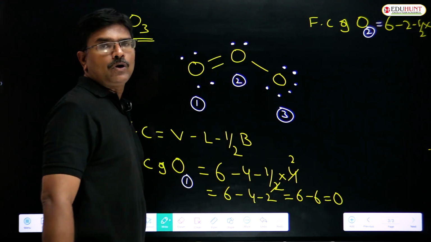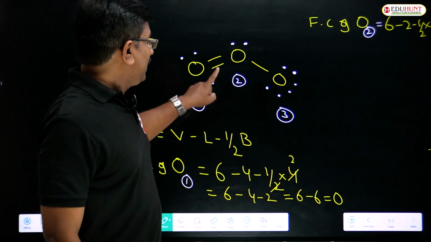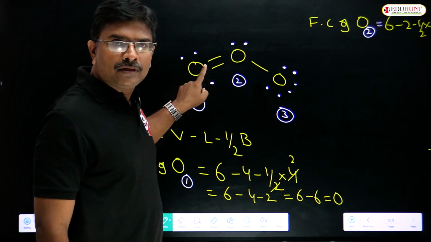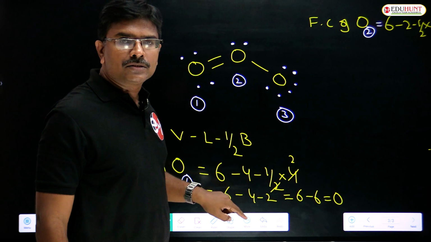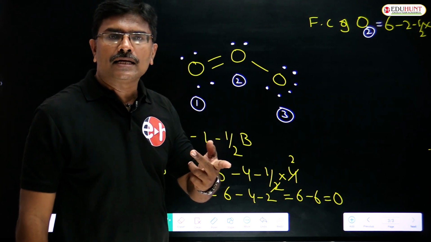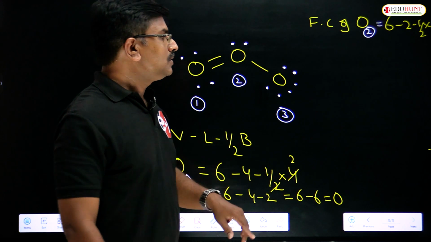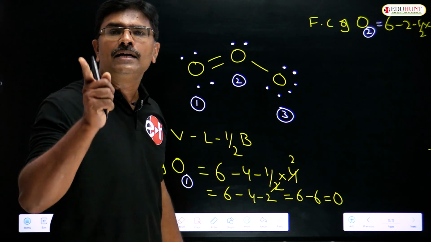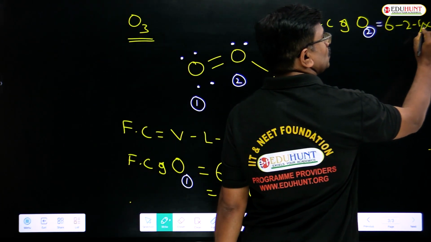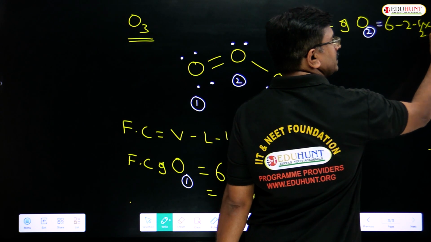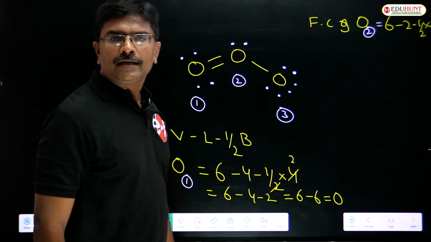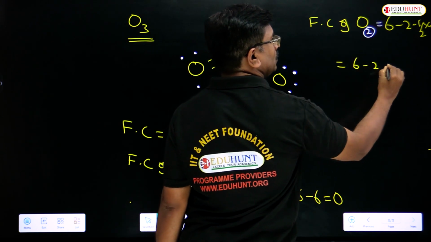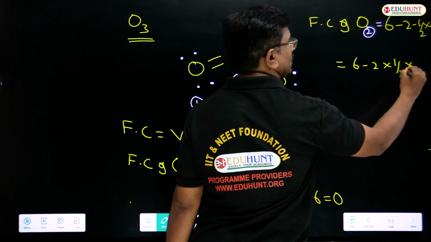1, 2, 3. 3 bonds. Right? How many bonds are there around this oxygen? Please observe. Okay, 1, 2, 3 bonds. Each bond has got 2 electrons. So 3 2s are 6. So number of electrons present in bond pairs around this second oxygen atom are 6. So 6 minus 2 into half into 6. Clear? So please observe, this is 6 minus 2 into half into 6 now.